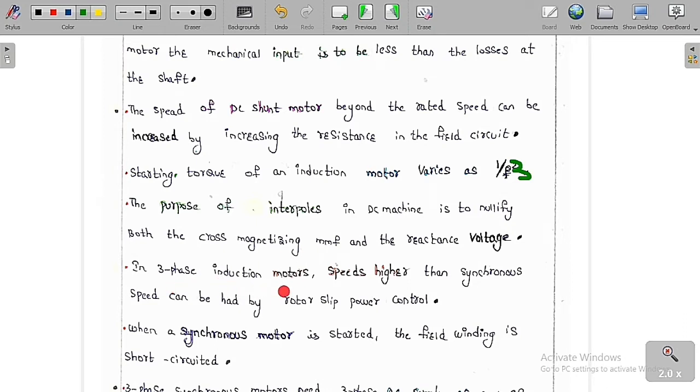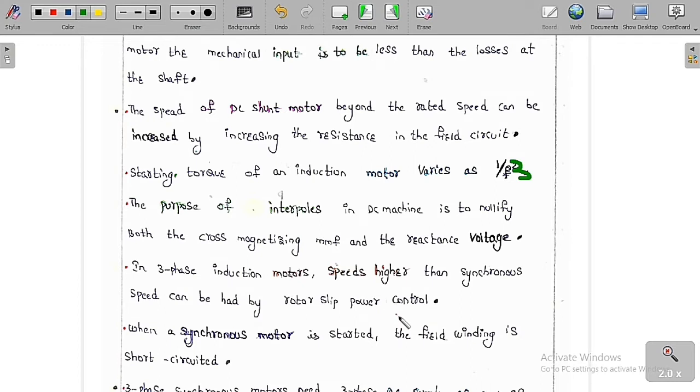In a three-phase induction motor, speeds higher than synchronous speed can be had by rotor slip power control. With the help of rotor slip power control, we can get NR greater than NS. This is a very important point that you always have to remember, which is very useful for all the examinations.